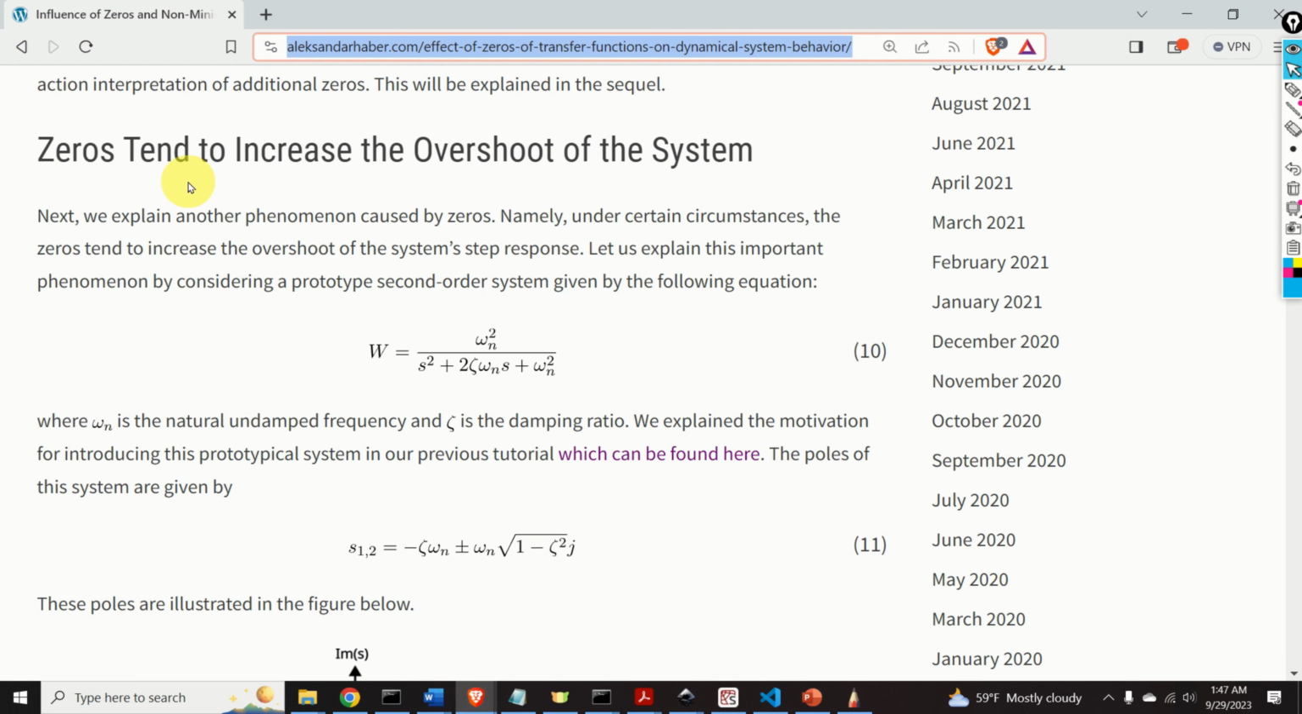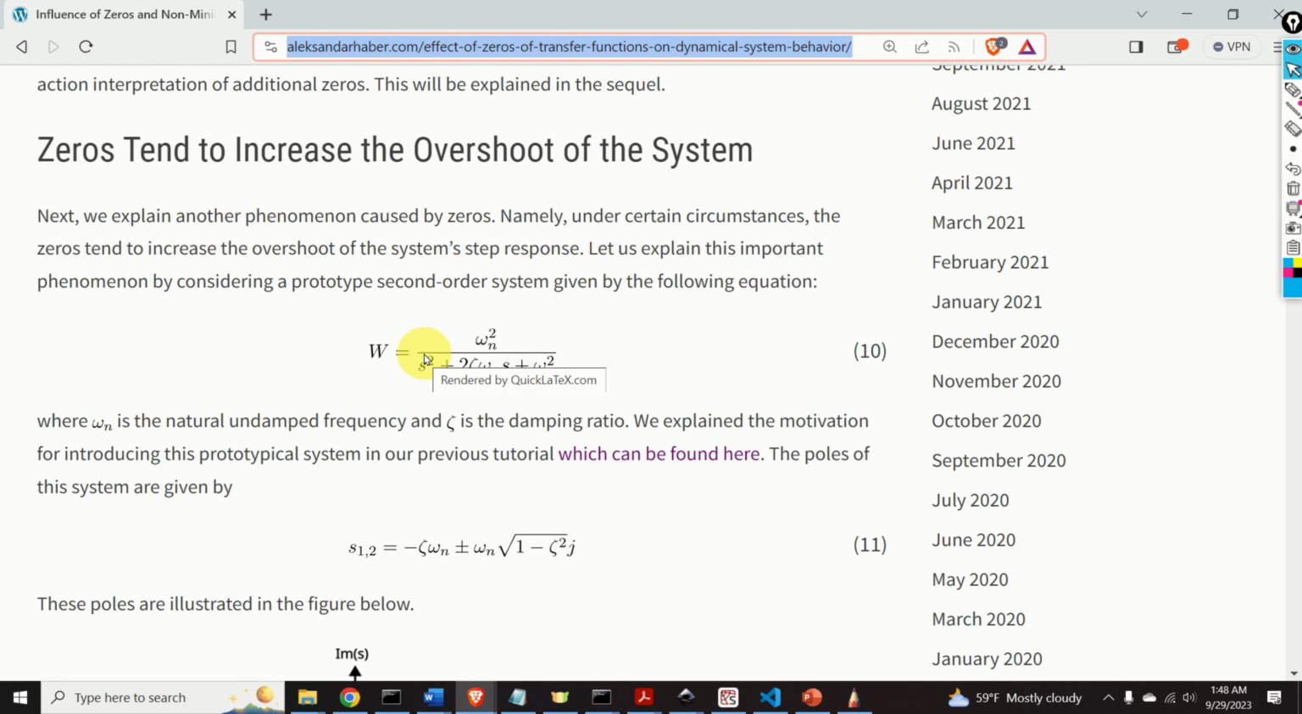Here's the next observation. Zeros tend to increase the overshoot of the system. Namely, under certain circumstances, the zeros tend to increase the overshoot of the system step response. Let us explain this important phenomenon by considering a prototype second-order system given by this equation. Over here, zeta is the damping ratio and omega n is the natural undamped frequency.